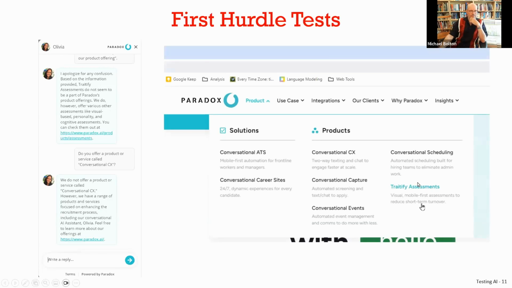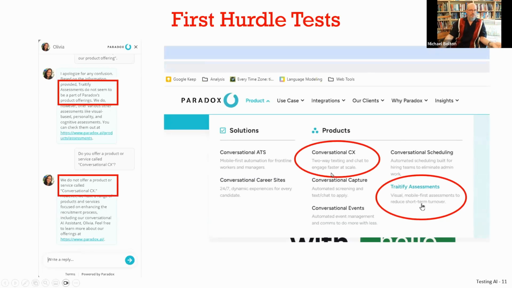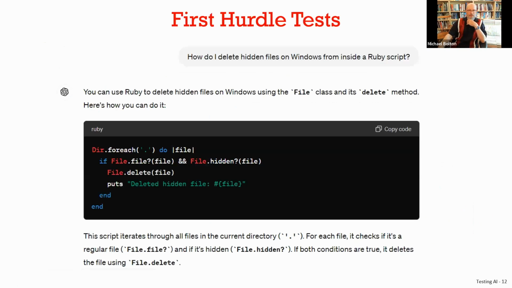Here are, from the same web page that Olivia appears on, Tradeify Assessments, right there. Conversational CX, right there. Here, the software, the chatbot, is falling over at the first hurdle.